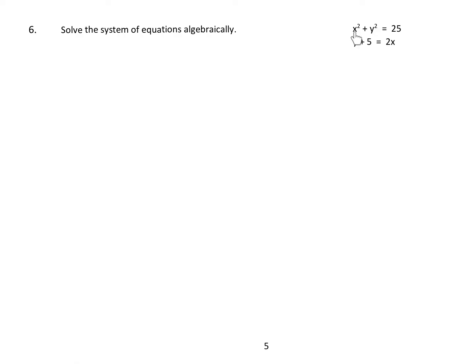I'm going to give you a heads up, always avoid the equation that has a squared in it. I would not try to get one of these variables by itself because then you're going to have square roots within it. It becomes a mess. So look at the equation that doesn't have the squares in it.